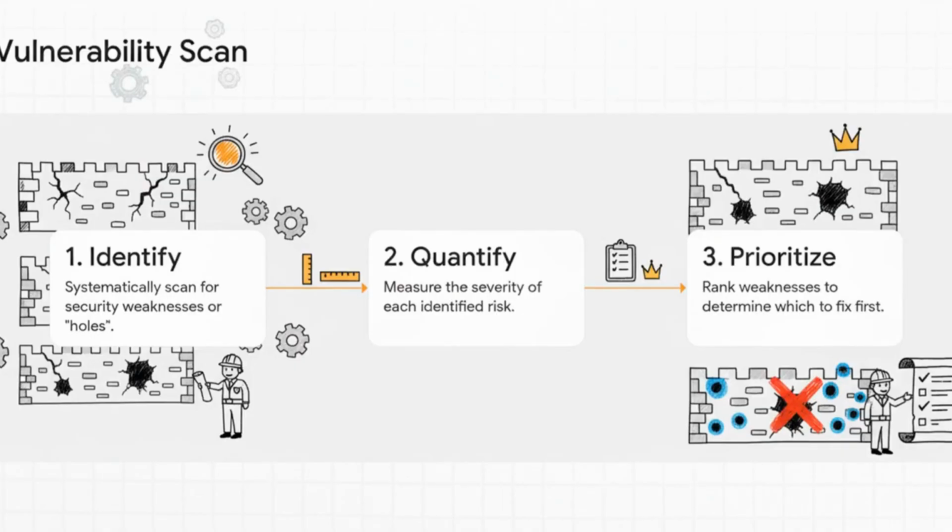So how do you find those hidden weak spots in the first place? You do a vulnerability assessment. It's just like the royal engineer doing a systematic inspection of the castle. First, they identify any potential weaknesses. Next, they quantify the risk. Are we talking about a tiny crack or a giant gaping hole in the wall? And finally, and this is the most important part, they prioritize. They tell the leadership which holes absolutely have to be fixed before the next siege begins.